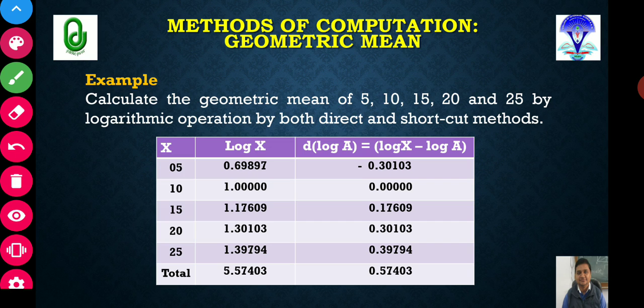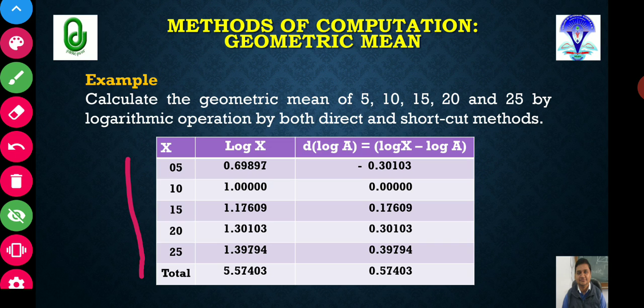Now we will see the example of the logarithmic method. First of all, we'll see this data. Calculate the geometric mean of 5, 10, 15, 20 and 25 by the logarithmic operation method, by both the direct and shortcut method. So you see, we have data 5, 10, 15, 20, 25.